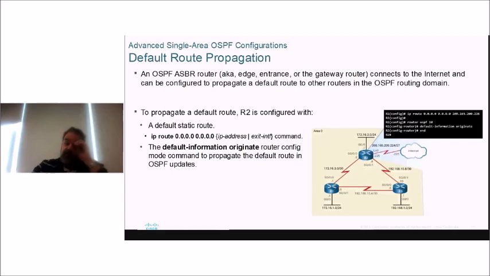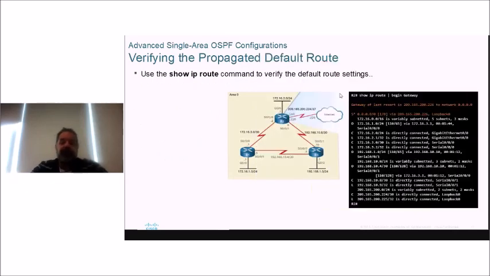Now, default route propagation. If you remember RIP from CCNA2, it's basically the same process as that. Of course, you put in your default route, which is your IP route, quad 0, and then a next hop or an exit interface. And then you just put in the command default information originate. This router, in this case router 2, has the default route, and it will advertise that route to the other routers. So very much the same as RIP, but of course different to EIGRP that we did a few weeks ago.